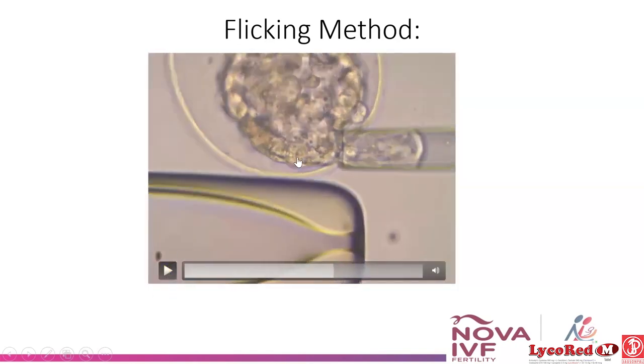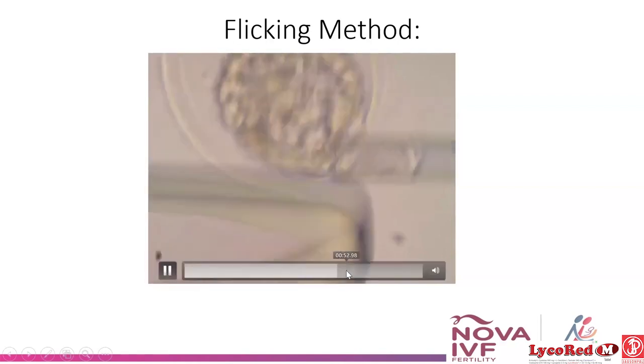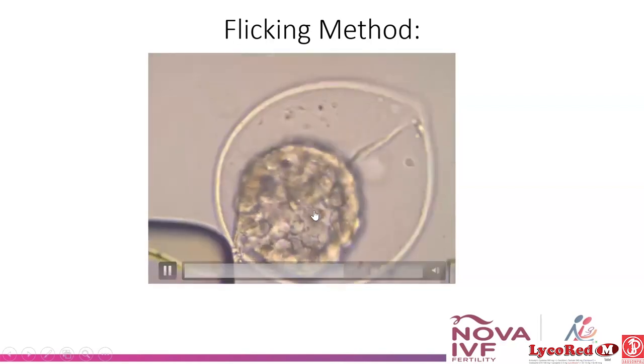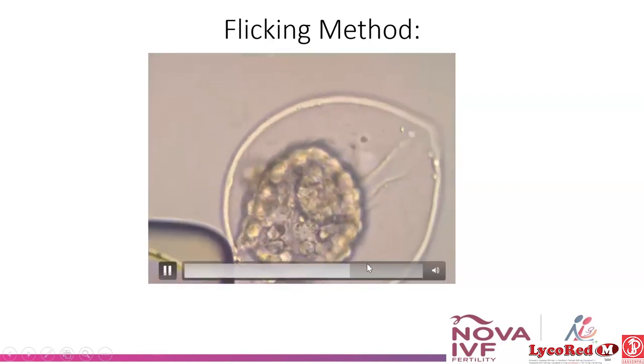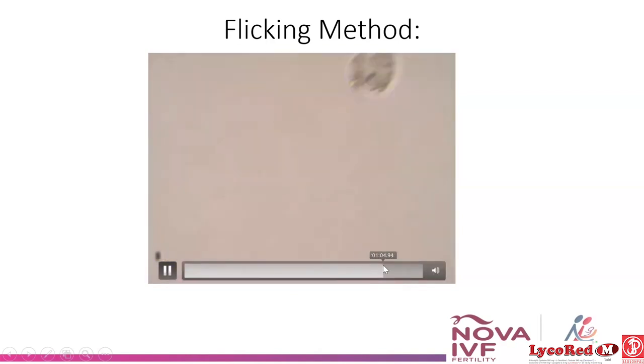This is the flicking method, where this hatched embryo is caught with the biopsy needle. This is the holding needle. Just by aligning perfectly, we give a jerk movement. You can see here, yes, and we have cut the trophectoderm. Then we will have beautiful trophectoderm cells.